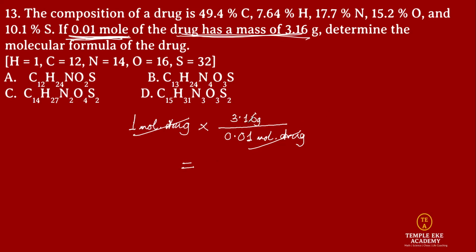So with an electronic calculator, we can divide, simply move the decimal point twice. We have 316 gram per mole as the molar mass of the drug. Beautiful. Now we have the molar mass. We can go into the third stage of the calculation, which is to use this molar mass in combination with the empirical formula to determine the molecular formula. Of course, our operating principle is that the molecular formula is an integer multiple of the empirical formula.